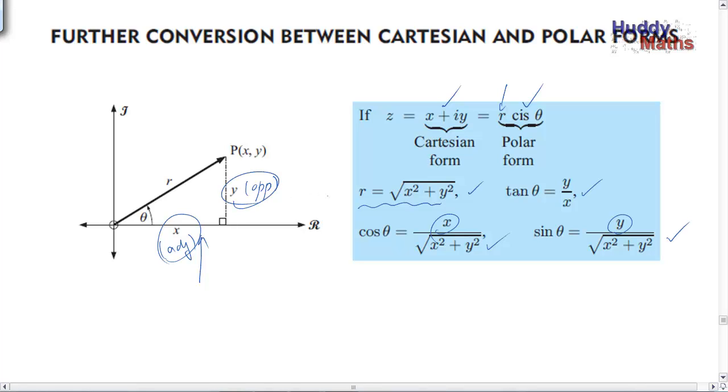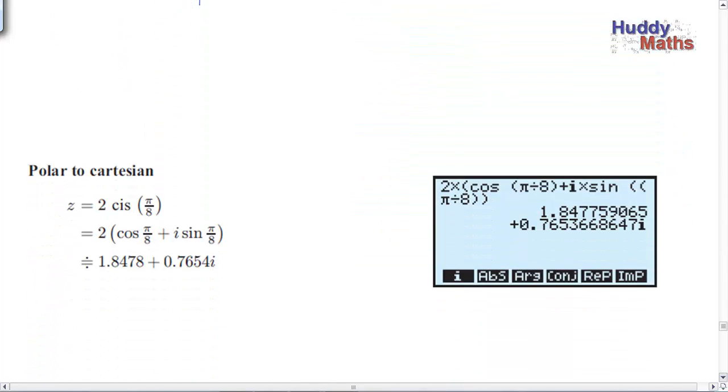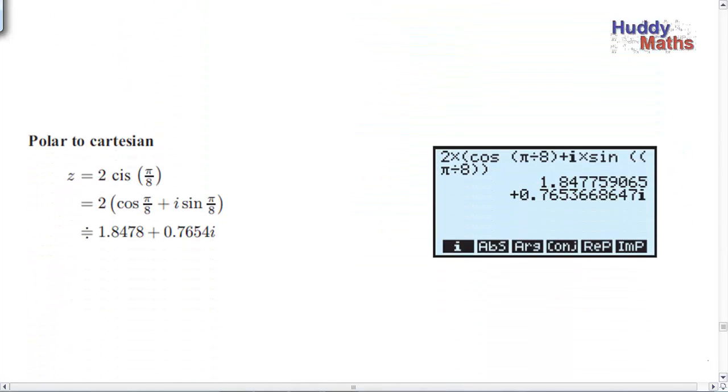All right, just checking that. Let's go and have a look and do some on the calculator. Polar to Cartesian, 2 cis pi on 8. You'll do 2 cos pi on 8 plus i sine pi on 8. Make sure your calculator's in radians before you look in there. So on the Casio, go shift menu to set up and scroll down to the angle. So check your calculator for radians there.